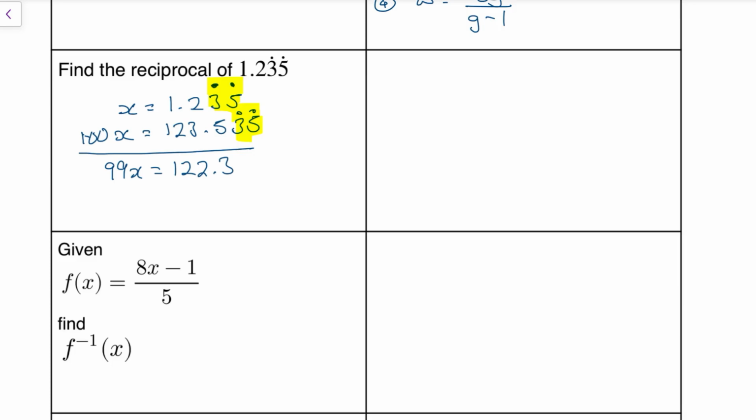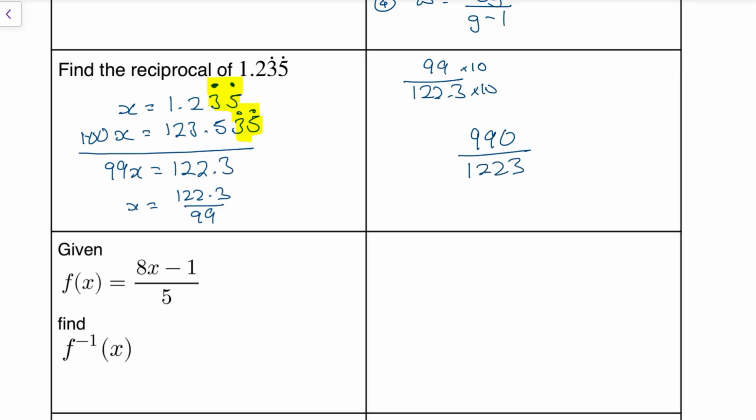Therefore, that means that I can say that x is equal to 122.3 over 99. But it says find the reciprocal. So therefore, the reciprocal is going to be 99 over 122.3. But there's a problem. I can't have decimals in my answer. So the neatest thing I can do is multiply everything by 10, top and bottom by 10. And that gives me my final answer, which is going to be 990 over 1223.